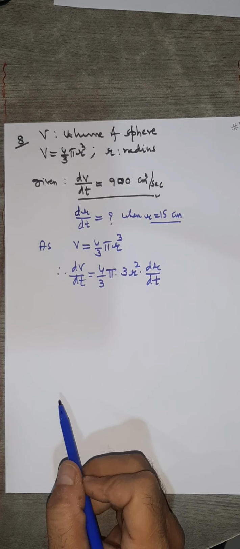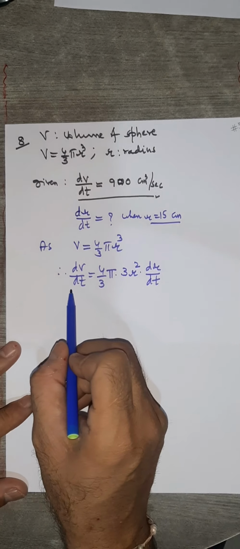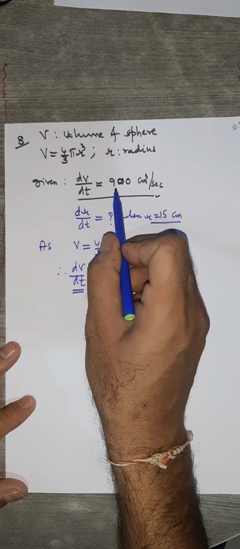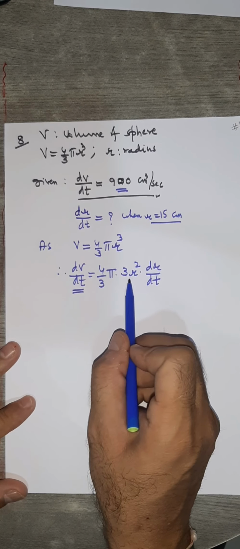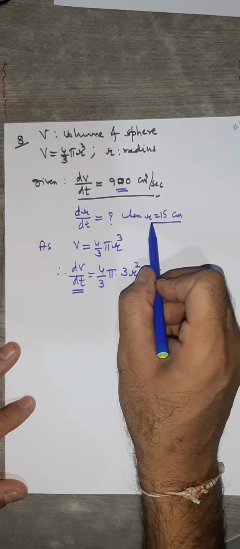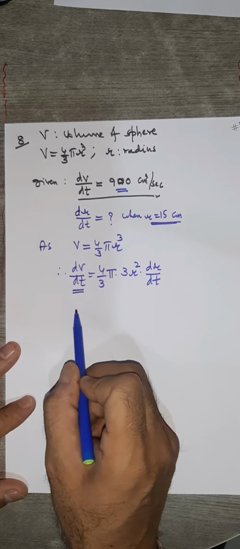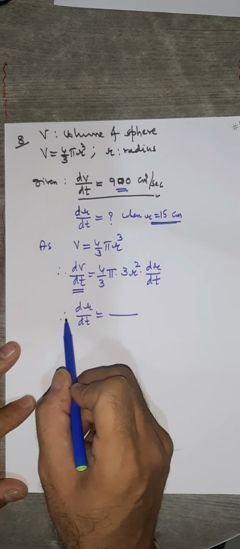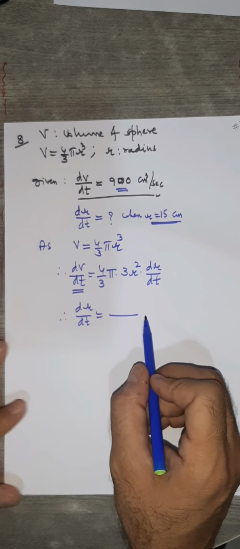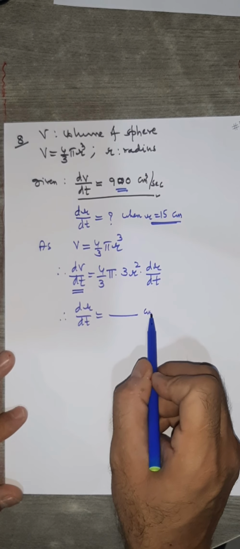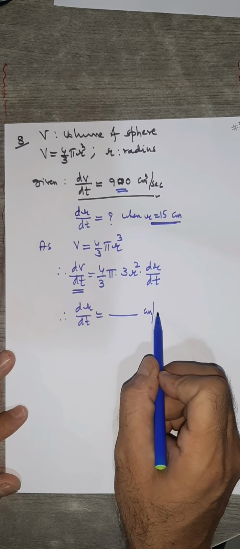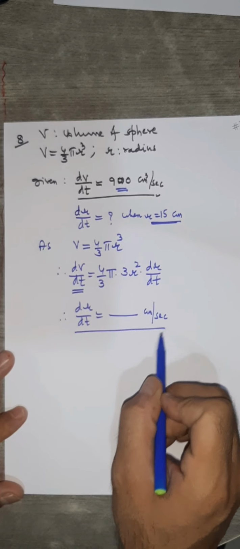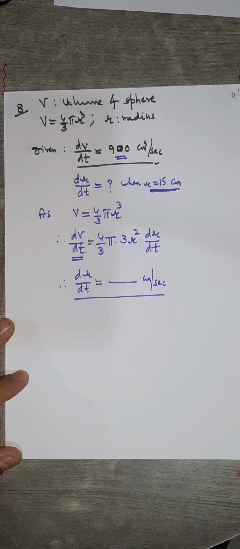Now everything is known to you in this question. You know dV by dt, 900. These all things are constant. r you know, how much? 15. Place here. So you will get finally dr by dt by placing the values, and it would be your final answer in terms of centimeter per second. Just put the values and simplify.